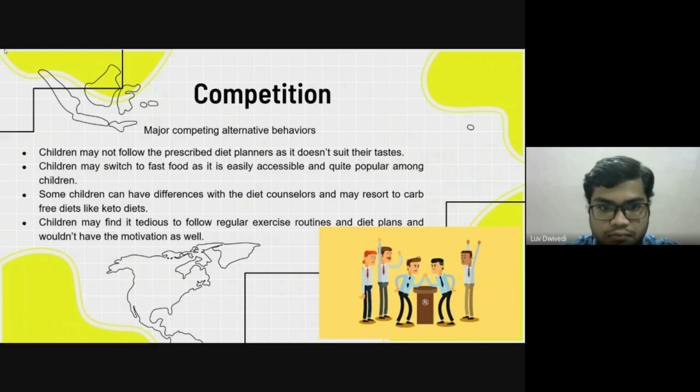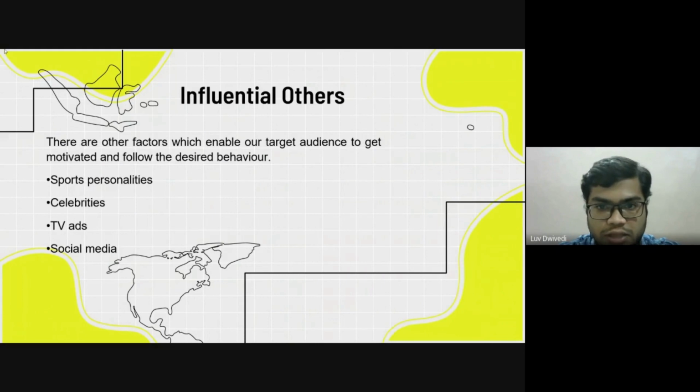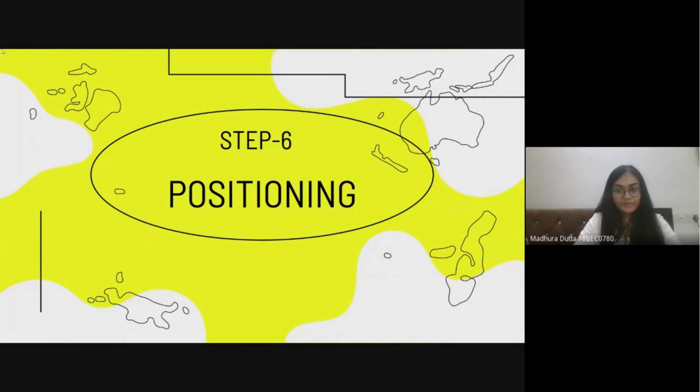So by not following the desired behavior, children will be happy that they are not tiring themselves and having the food of their own choice, but taking into consideration that this behavior would be very harmful and have negative impacts on their health. Now, coming to influential others, there are various factors which enable the target audience to get motivated and follow the desired behavior. A target audience looks up to famous sports personalities and celebrities who promote fitness and encourage people to have a healthy and fit lifestyle through TV ads or social media platforms. So, a target audience follows these influencers and listens to their message, and they surely get motivated enough to exercise daily and have a healthy diet. So now let's talk about positioning.